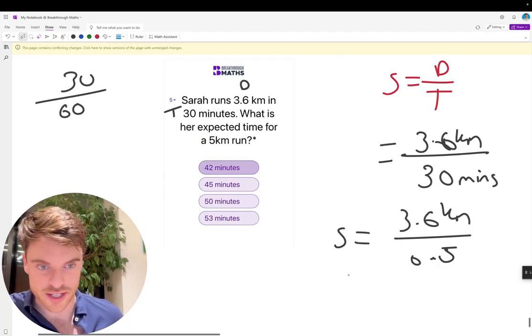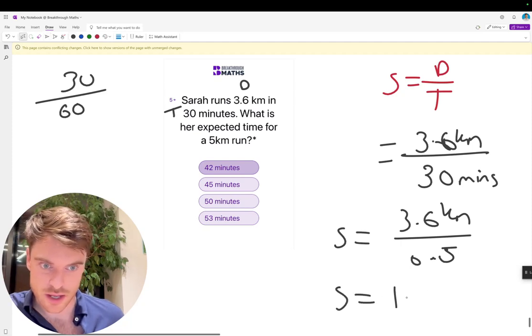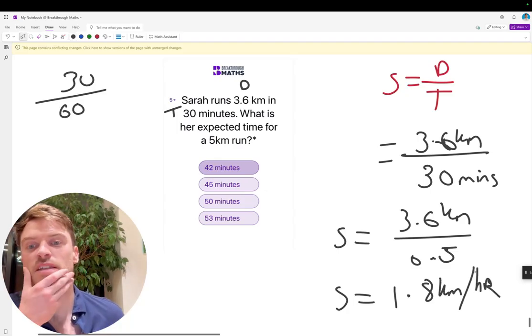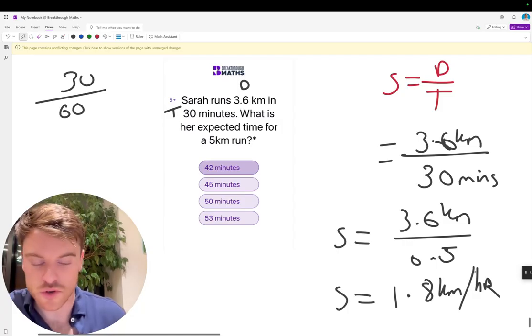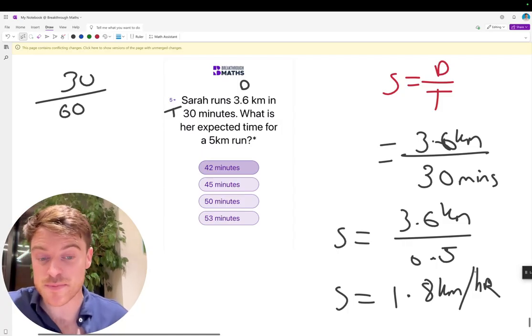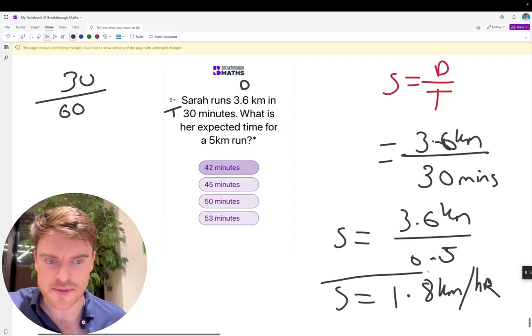So our speed per hour is what? Divide 2 into that, you're going to get speed is equal to 1.8 kilometers per hour. That's how much she's going per hour. Does that make sense how you got that? That's her speed. So you just do 2 steps here, really.